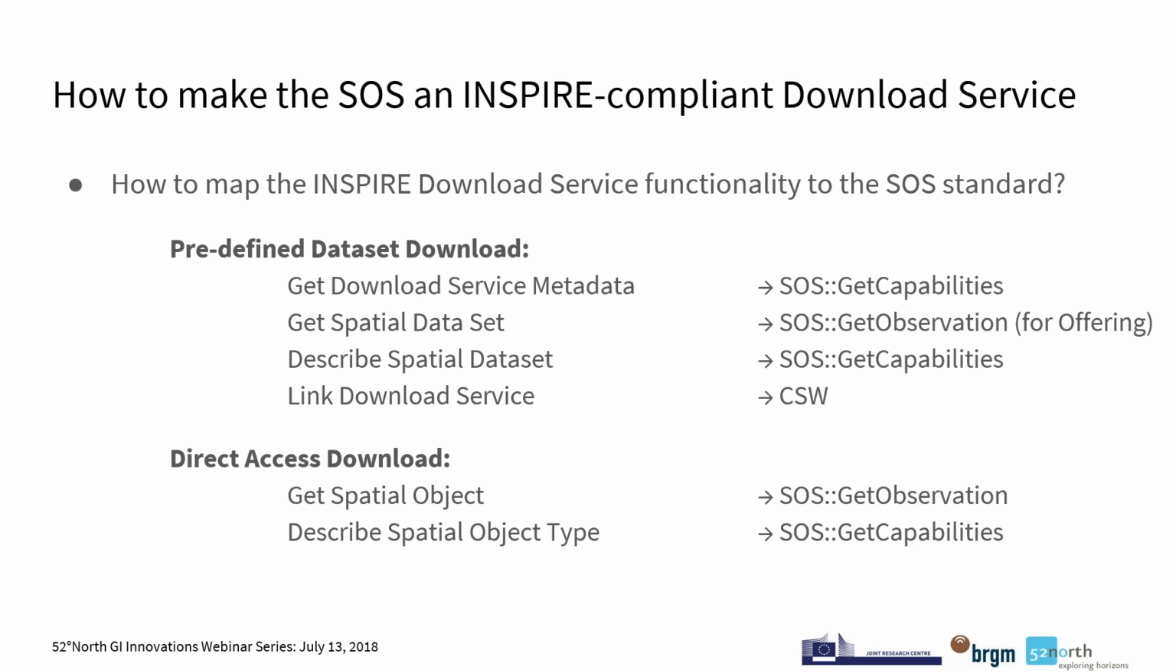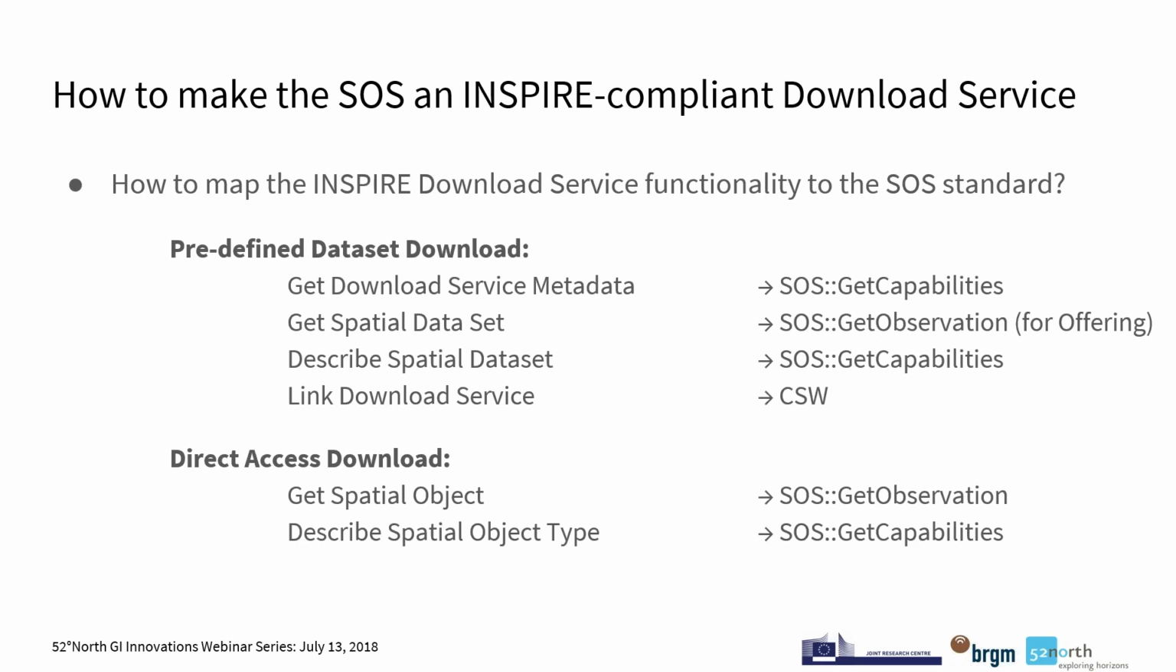And the second functionality, which is not required by Inspire, but it's quite useful, is the direct access download, which is also defined in the specifications of Inspire, which allows you to subset the available observation data into those amounts of data that you're interested in. So for that, you may, for example, ask for a certain subset of a data set, like you may have a temperature data set covering all temperature measurements for Germany for the last 10 years. That would be quite a huge data set. And if you are just interested in the temperature during the last month in the city of Cologne, you would only want to download a subset of this.